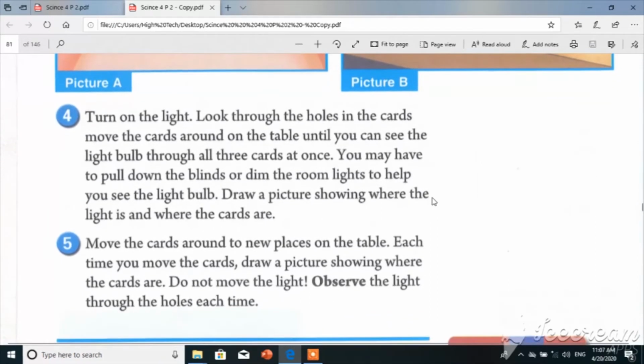5. Move the cards around to new places on the table. Each time you move the cards, draw a picture showing where the cards are. Do not move the height. Observe the light through the holes each time.